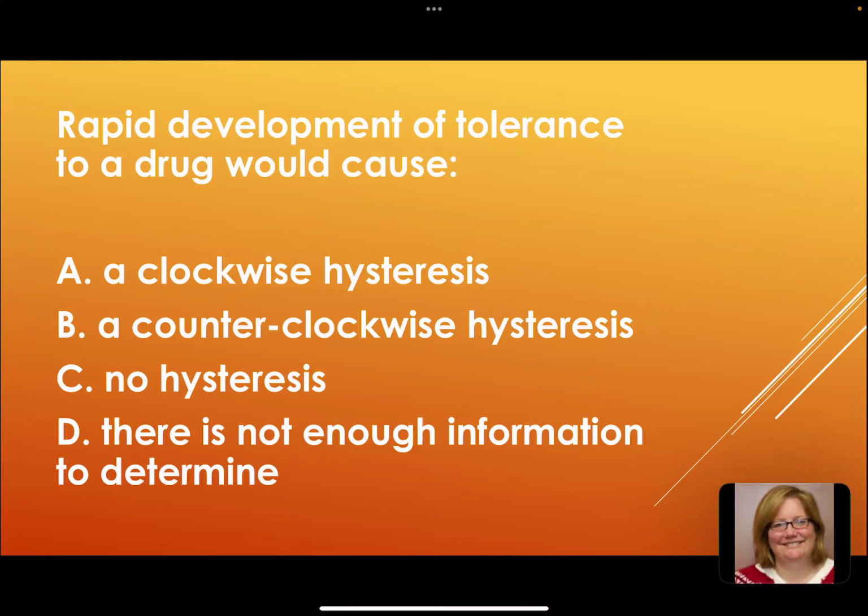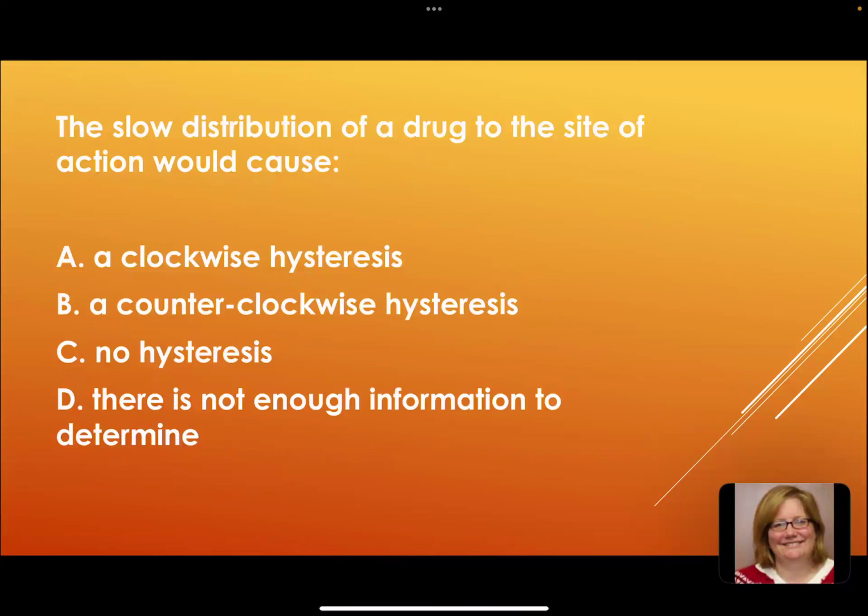All right. Rapid development of tolerance. What's the answer? A, clockwise. It's the only thing that causes a clockwise hysteresis. As the concentration goes up, your effect goes up. And as the concentration is still going up, your effect starts going down, right? So clockwise. The slow distribution of a drug to a site of action would cause a counterclockwise. Everybody got these? Good.